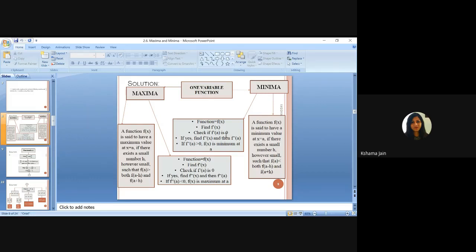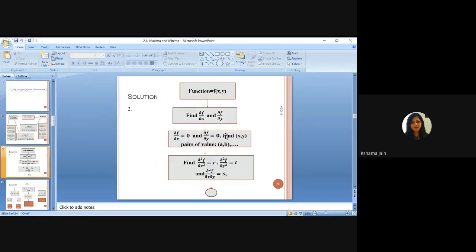Okay. So del square z by del x square is denoted by small r. These are symbols, it's completely your choice, but in general, in your book, they are denoted by r, s, and t. So what is r? Del square z by del x square. What is t? Del square z by del y square. And the middle one, s, is del square z by del x del y. Here you can see the second derivative with respect to x is denoted by r, the second derivative with respect to y is denoted by t, and s is y with respect to x or x with respect to y.